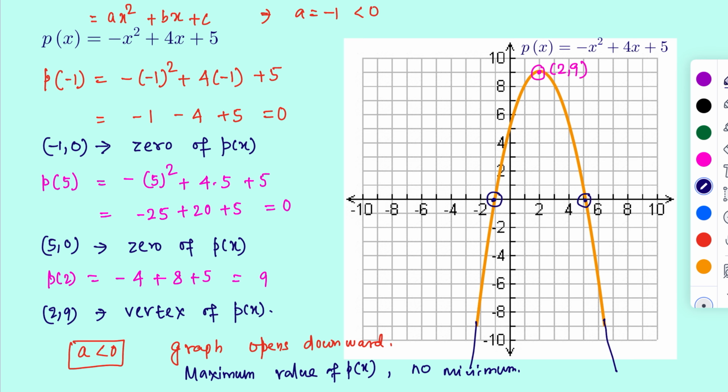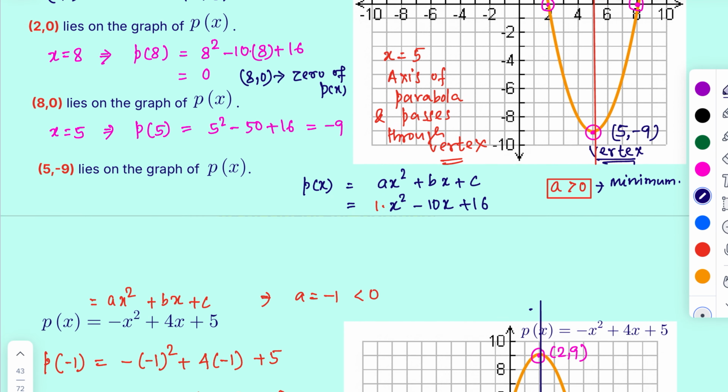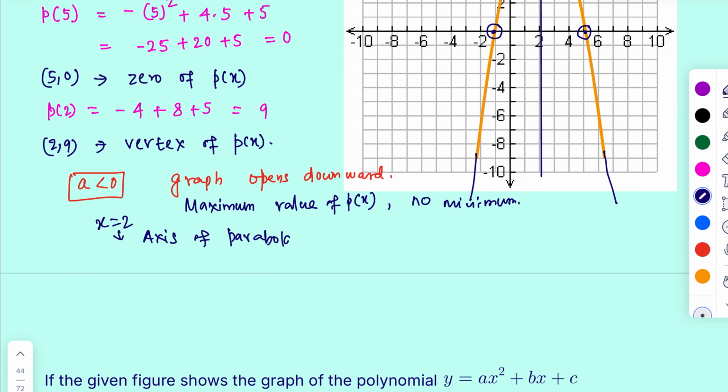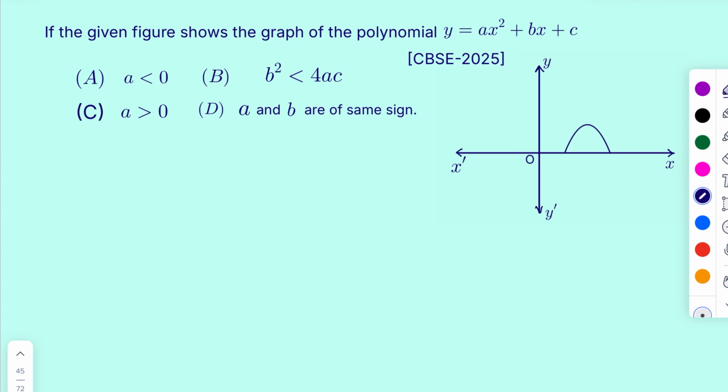Here x is equal to 2. If you see, this is the axis of the parabola. If you take x is equal to 2, this is the axis of the parabola, as it passes through the vertex of p of x.